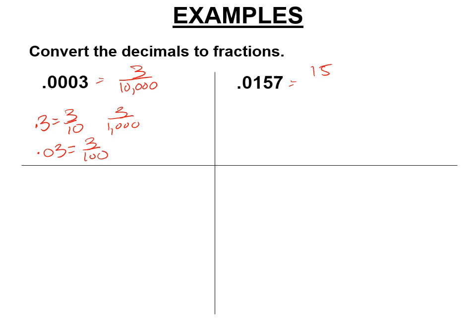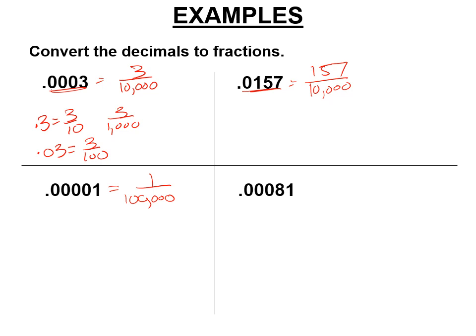That's 157, right? You're not going to put a 0 in front of it. 157. Notice it ends in the exact same fourth position. So it's also over 10,000. 157 10,000ths. Now we're 5 places over. So what's after 10,000? 100,000. That's 1/100,000th. That's still 5 places over. So it's 81/100,000th.